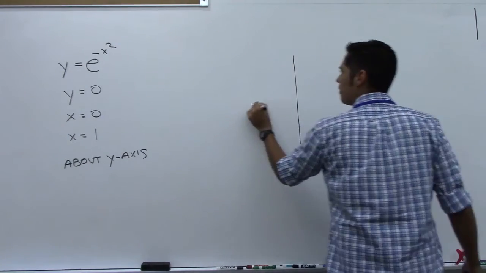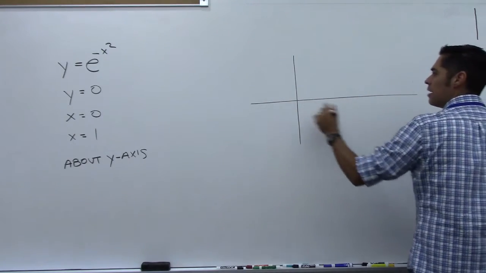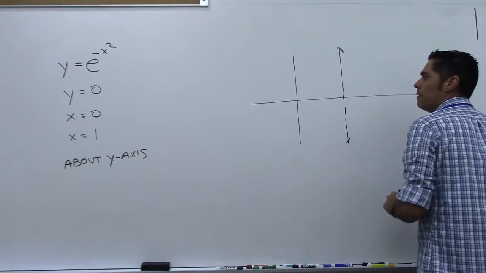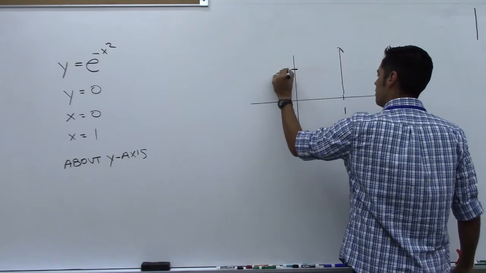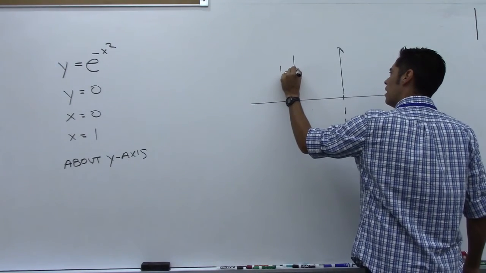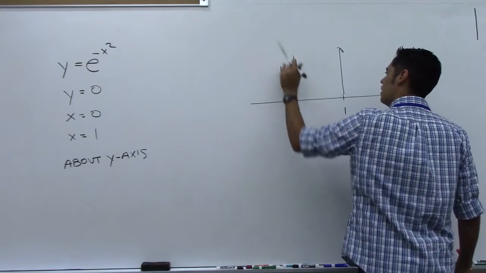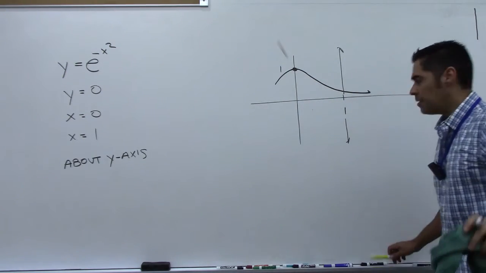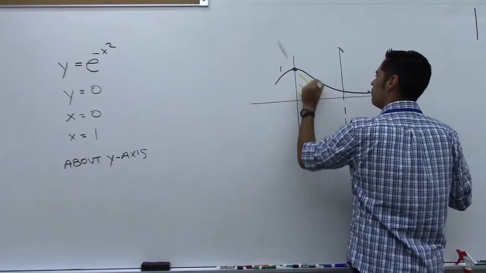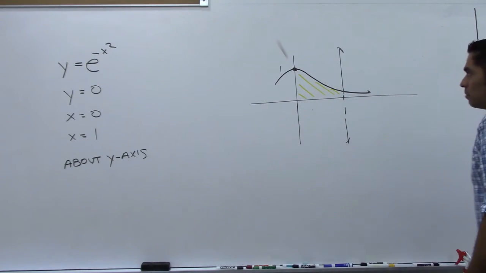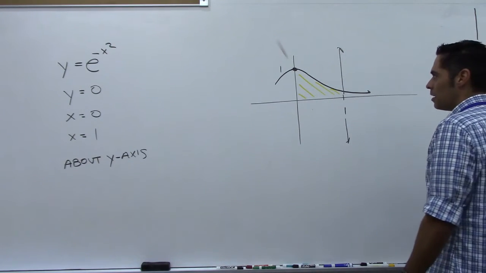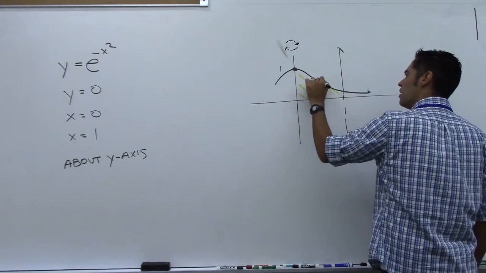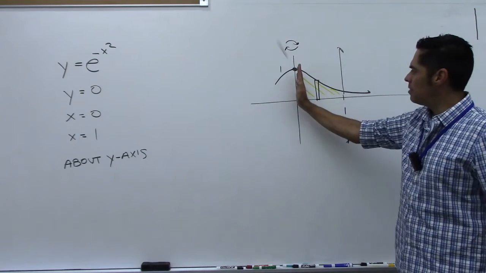So I'm going to draw my picture first. y is 0 is the x-axis, x is 0 is the y-axis, and then x is 1. e to the negative x squared, we looked at that earlier in a different example. Sorry, it actually went like this and then like this. Okay, so we're looking at this region here. Now I'm using less colors here because we're kind of weaning ourselves away from needing all the different colors. We're rotating around the y-axis here. So my rectangle is going to be vertical, parallel to the axis of rotation.